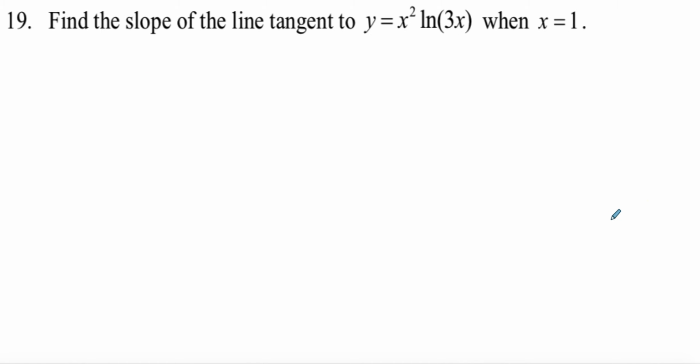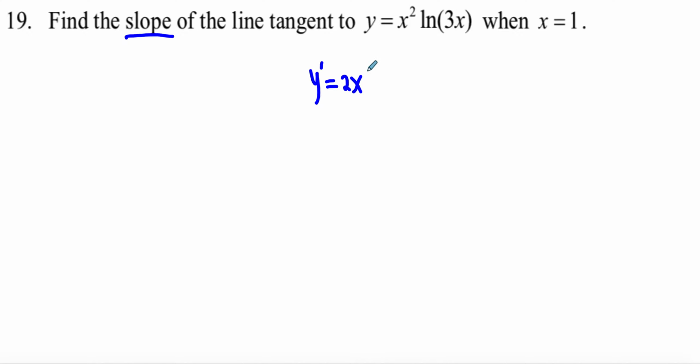Alright, let's look at find the slope of the line tangent to this one when x equals 1. So they want you to find the slope. We don't have to find the tangent line. I guess we'll do that on the side anyway, but we just need to find the slope. That means we just have to take the derivative and set x equals 1.